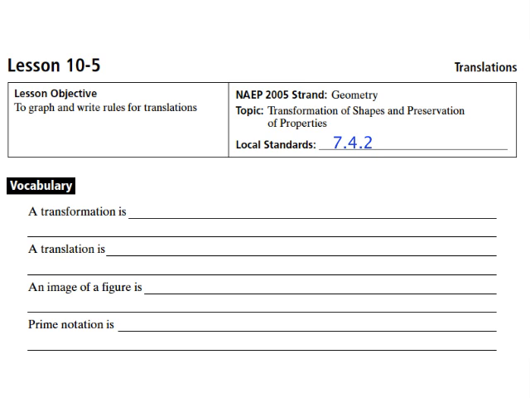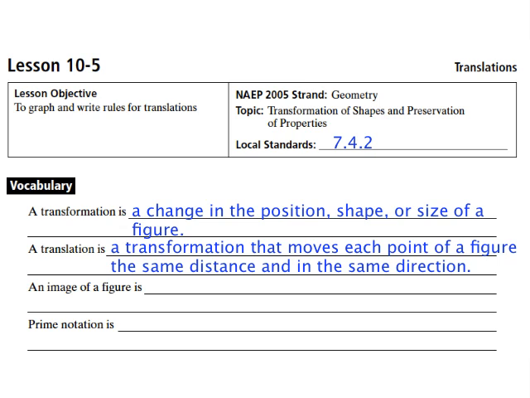We're going to take a look at some vocabulary. The first word is transformation. A transformation is a change in the position, shape, or size of a figure. A translation, which is what we've been doing with our MC Escher project, is a transformation that moves each point of a figure the same distance and in the same direction. It's taking the figure and sliding it.